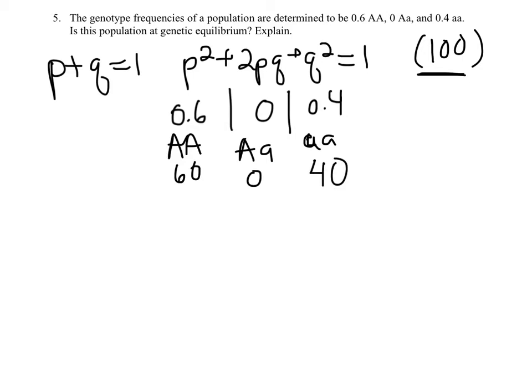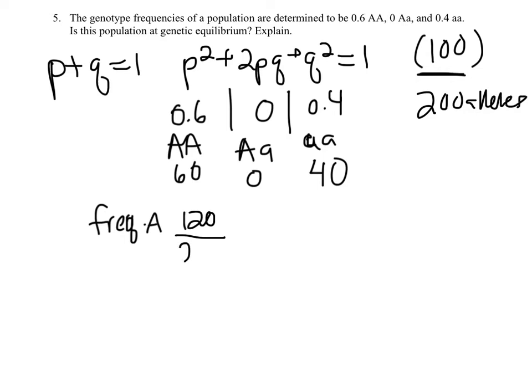So if we look at what P should be, which is the frequency of big A, that means each person here donates 2 big A's. So that's 120 big A's. And that's all there is. There are no heterozygotes. And out of all of the individuals, there are 200 alleles total because each one's diploid. So that means that what we end up getting is 0.6.